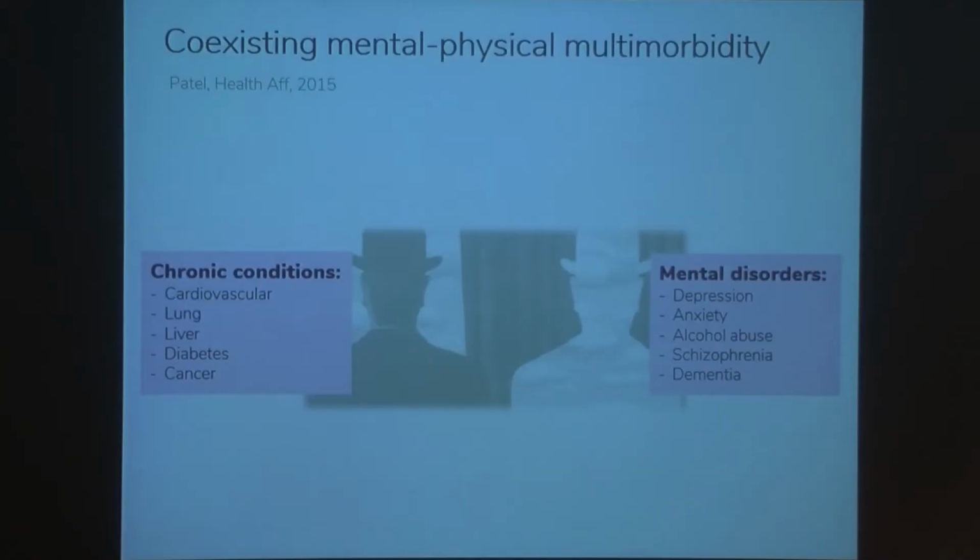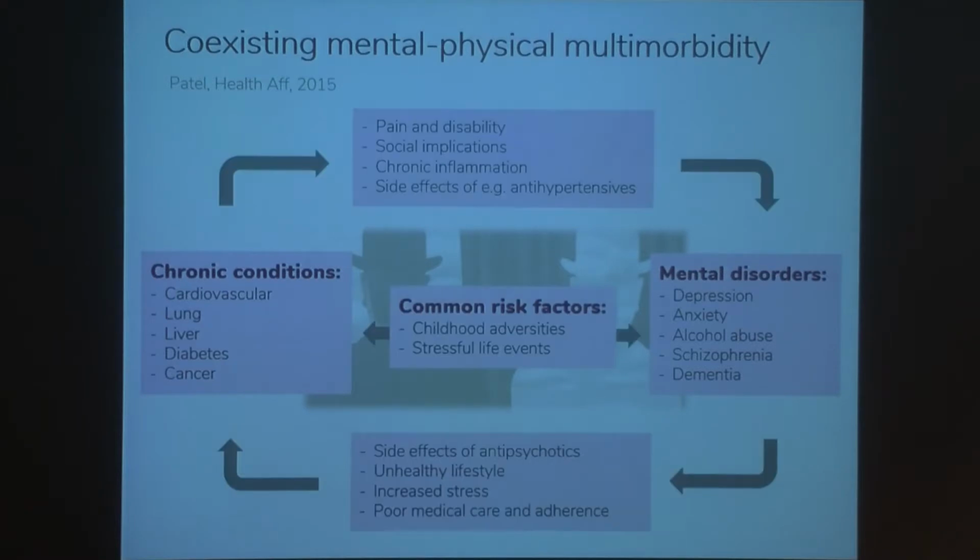And I wanted to take the example of a very much studied clustering of physical and mental diseases, which has been widely acknowledged. And in fact, we know a lot about the mechanisms underlying the coexistence of these conditions. And if we look at this scheme, we see that, well, we do have medical, biological factors such as pain, disability, chronic inflammation, but there's also the impact of treatment, pharmacological therapy, both because of side effects or because of a lack of adherence to treatments.